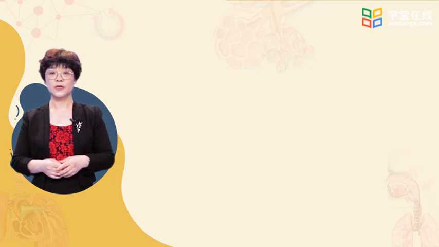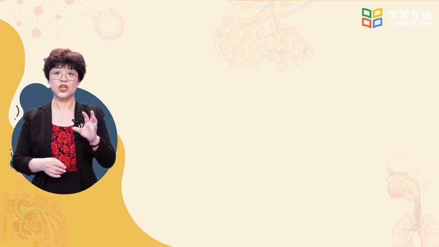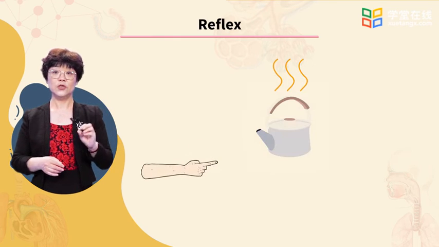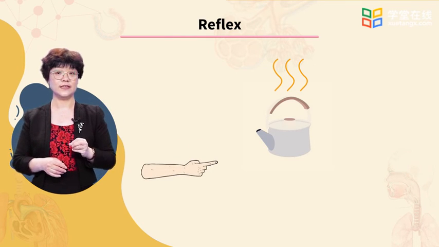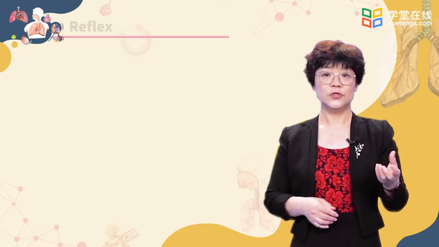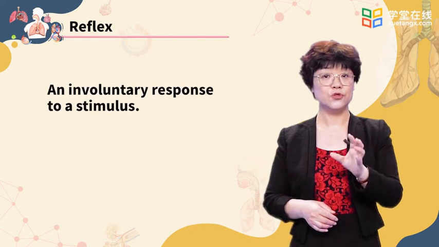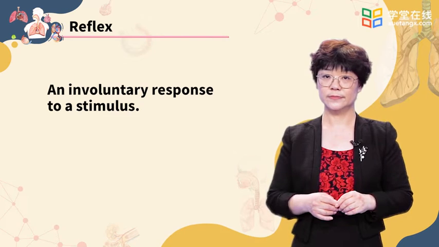For example, if you inadvertently touch a hot stove, you will pull your hand away instantly. This occurs through a specific spinal reflex called flexor reflex. It protects you from being burnt. When the stimulus is something painful and potentially harmful, the automatic response is to pull away from it. So a reflex is an involuntary response to a stimulus.